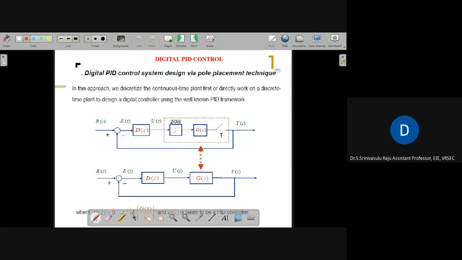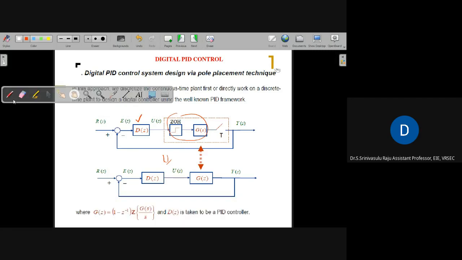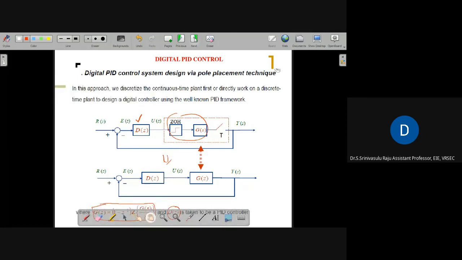We have seen this is the PID controller, and this is our transfer function. The simplified block diagram is like this: D of z and G of z. We know the D of z. This is the G of z: (1 minus z inverse) by 1 minus z inverse, multiplied with the z transform of G of s by s, and D of z is taken to be the PID controller. So here we are assuming that D of z is the PID controller.